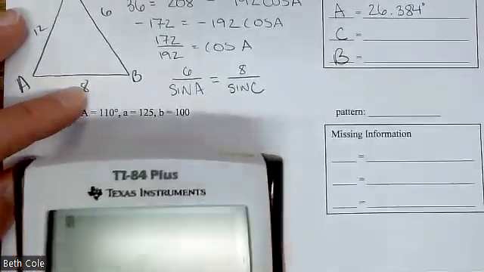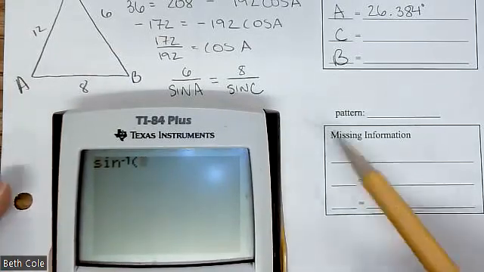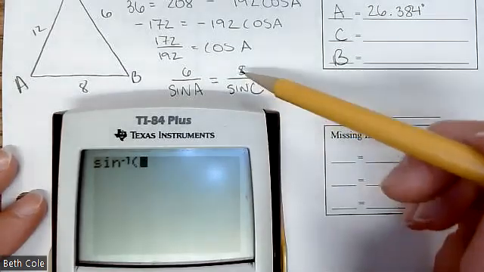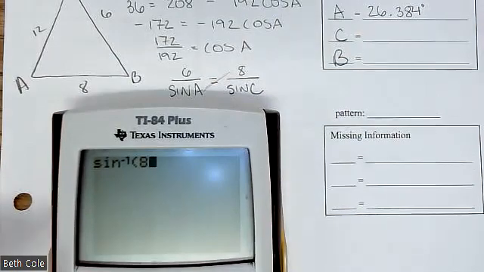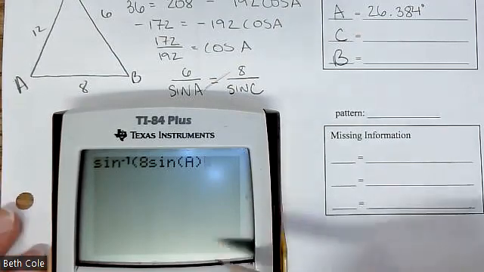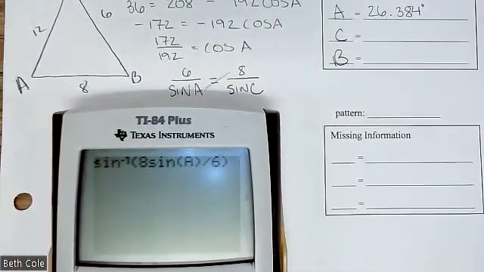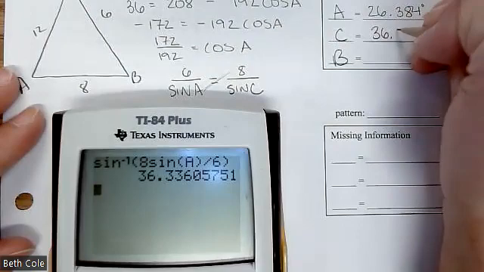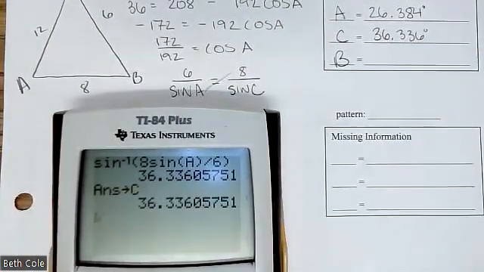So how do you type that? Second sine. This is the one we're looking for. So you want second sine and then what? 8 sine A, so 8 sine alpha A, close parenthesis. And then what? Divide by 6. So whenever you're looking for an angle, hit second sine.